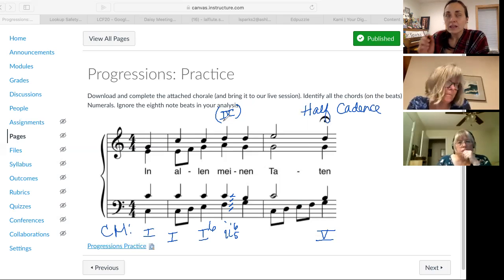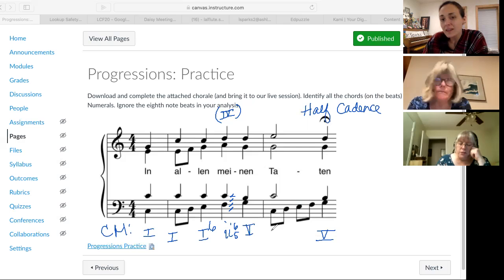ii and IV have two common tones as well. Scale degree 4 and scale degree 6 are common between the two of them. And that also kind of draws our ear to something that's predominant. So we've got a ii 6. And then where does it go? To V. It goes to V. And then to I. I 6, it goes to I. So it goes to I.